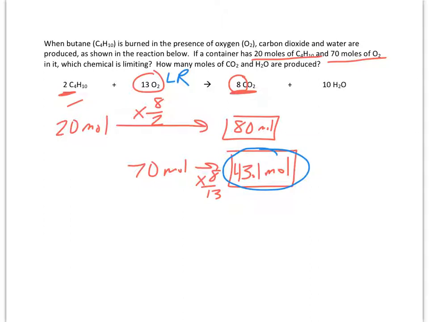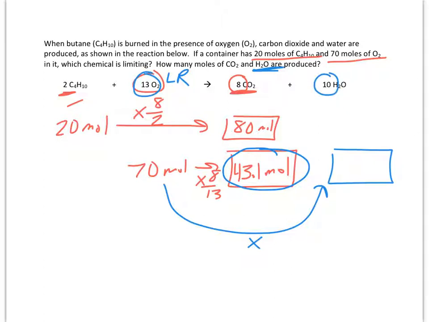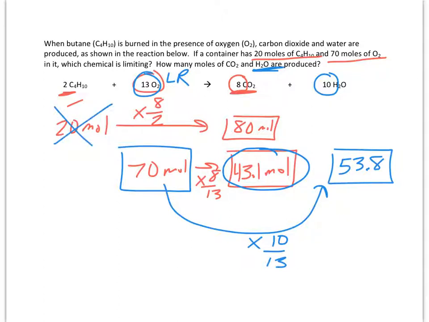Now it also wants me to know how much water I'm going to make. So I now know that oxygen is my limiter, so I can go from 70 over to here, and I'm going to multiply here. I'm going from 13 to 10, so it's still getting smaller, but I'll be multiplying by 10 over 13. So 70 times 10 over 13 it's going to give me 53.8. Again, I'm rounding a little bit. Because I know oxygen is limiting, I can just use oxygen. I won't need to do it with this because I could say how much water would this make. So I'd be multiplying by 10 over 2, so I'd be getting 100, so that's too much again.